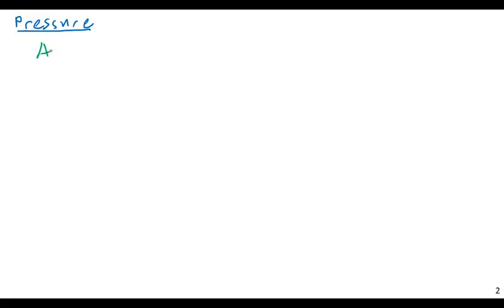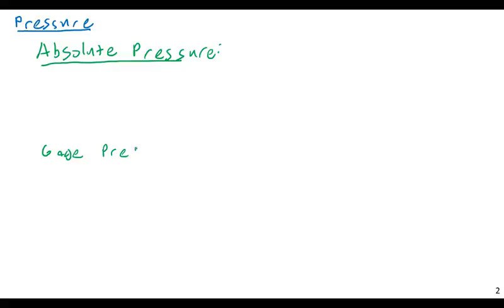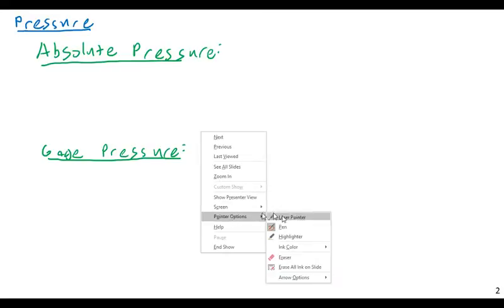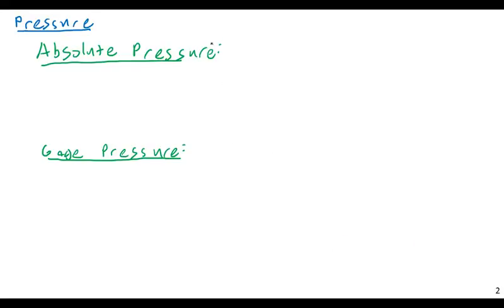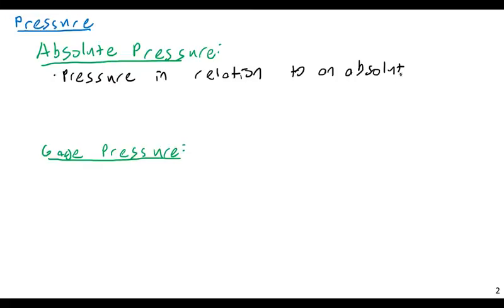So I want to distinguish between absolute pressure and gauge pressure. Absolute pressure is a pressure in relation to absolute zero or absolute vacuum. In relation to an absolute vacuum.